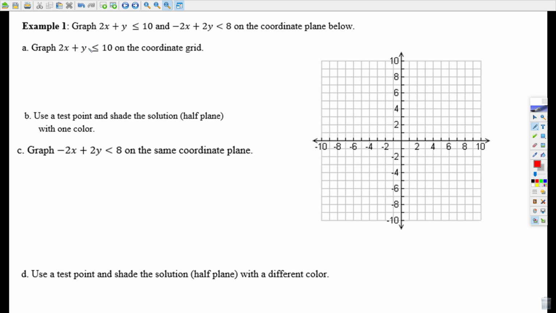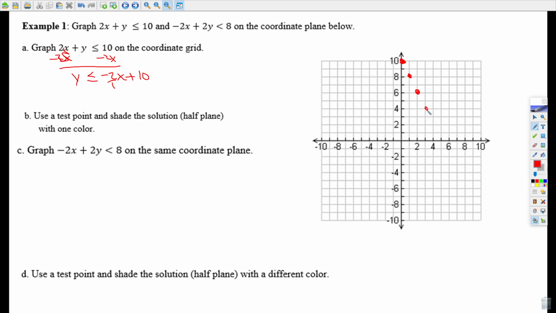First, we're going to graph this equation, and I'm going to solve this for y quickly by subtracting 2x on both sides. So it cancels that, and we get y is less than or equal to negative 2x plus 10. That's easily graphed by starting at 10 on the y-axis. That's your y-intercept. And we're going to go down 2 over 1. That's your slope. Down 2 over 1. Down 2 over 1.